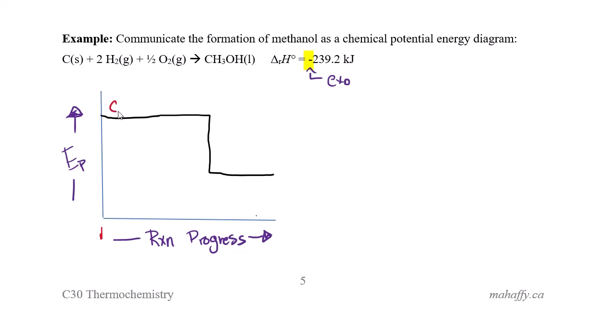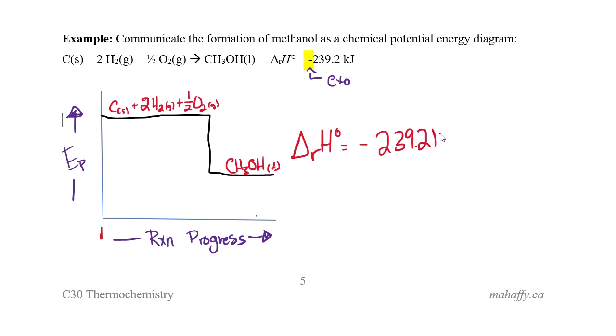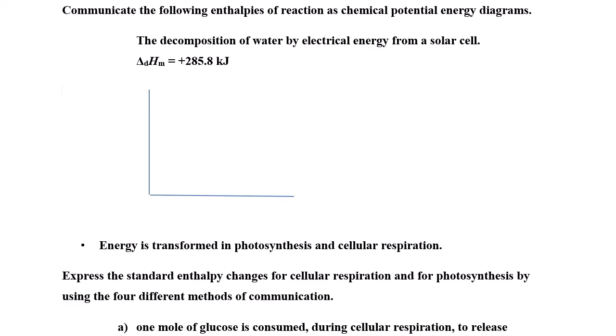My reactants were carbon, solid, and 2 hydrogen gases, and 1/2 oxygen. Those are my reactants. My product was 1 mole of methanol, CH3OH, liquid. And then the enthalpy for this reaction as written was negative 239.2 kilojoules. Again, notice the units are just kilojoules, not kilojoules per mole. Let's try another example of that.